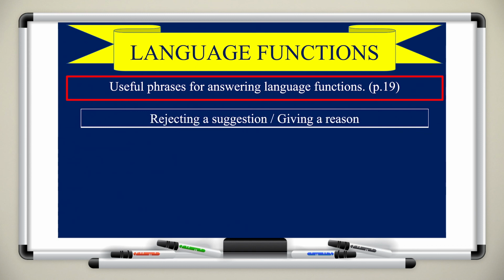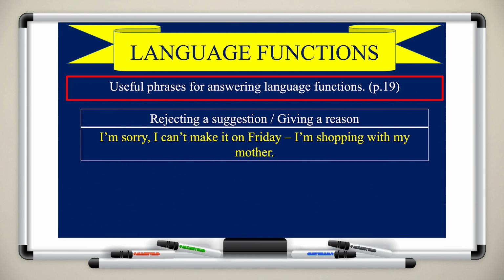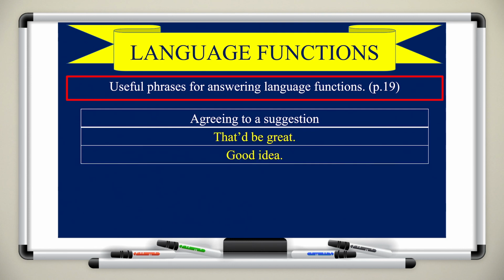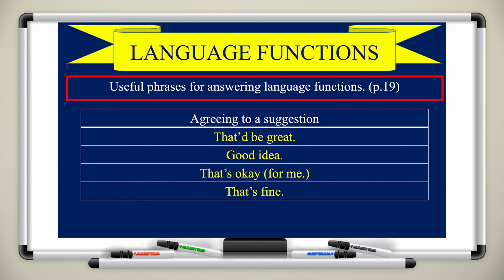Okay? When you want to reject a suggestion and you want to give a reason, for example, I'm sorry I can't make it on Friday. I'm shopping with my mother. If you want to agree to a suggestion, you can say that would be great. That would be awesome. Good idea. Excellent. That's okay for me. So these are all agreeing to a suggestion.